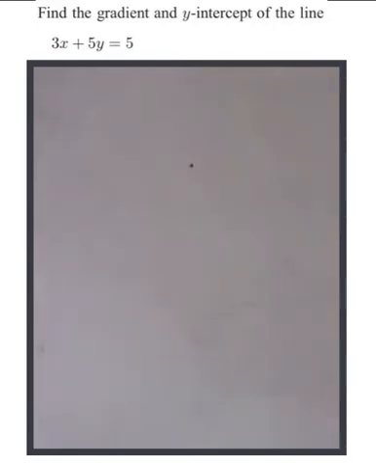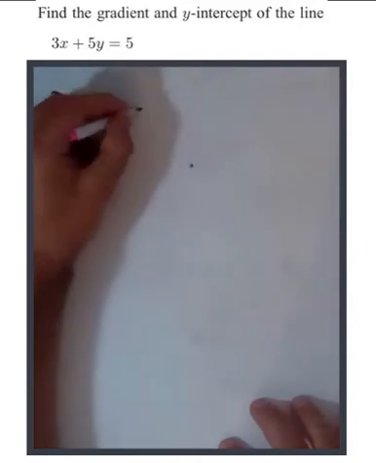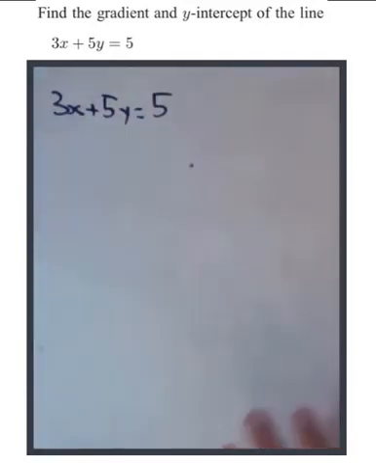Find the gradient and y-intercept of the line 3x plus 5y equals 5. 3x plus 5y equals 5. Now, there are different ways to do this. As far as the actual y-intercept, you could just make x 0, substitute and solve.